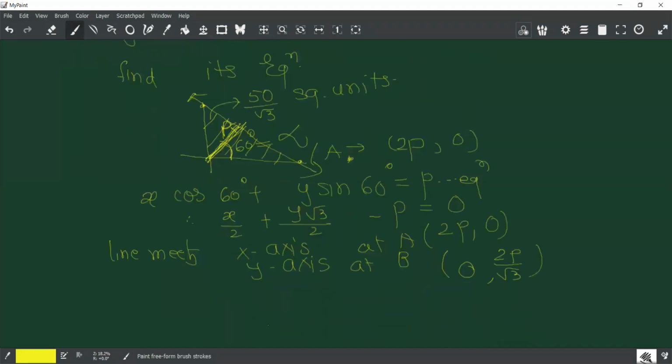2p by root 3. So now plus or minus area of the triangle will come, because it is 90 degrees. See here, this is 90 degrees. This distance is mod of 2p. This distance is mod of 2p by root 3. This is 90 degrees. So area of the triangle will be half mod of 2p into mod of 2p by root 3.